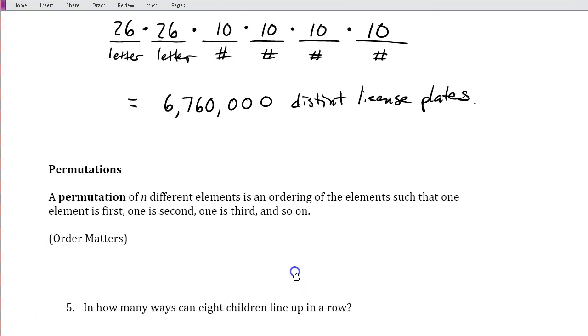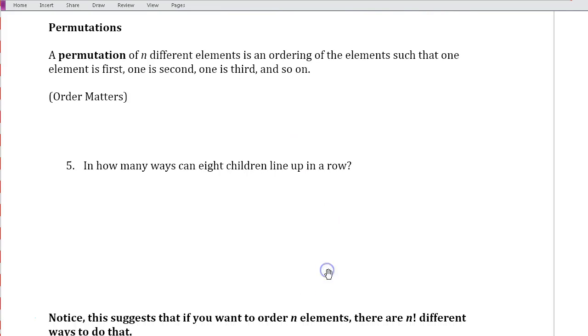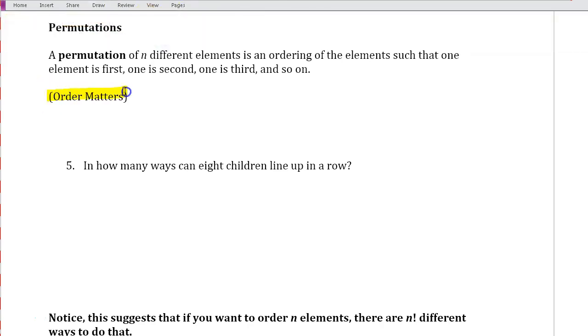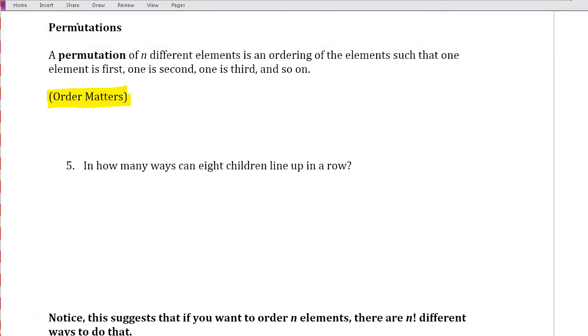Alright, so permutations, which we've talked a little bit about and you may have seen before as well. A permutation of n different elements is an ordering of the elements such that one element is first, one element is second, one is third, and so on. So the key here is that the order matters. Sometimes we'll talk about lining people up. The order in which you get lined up is important.